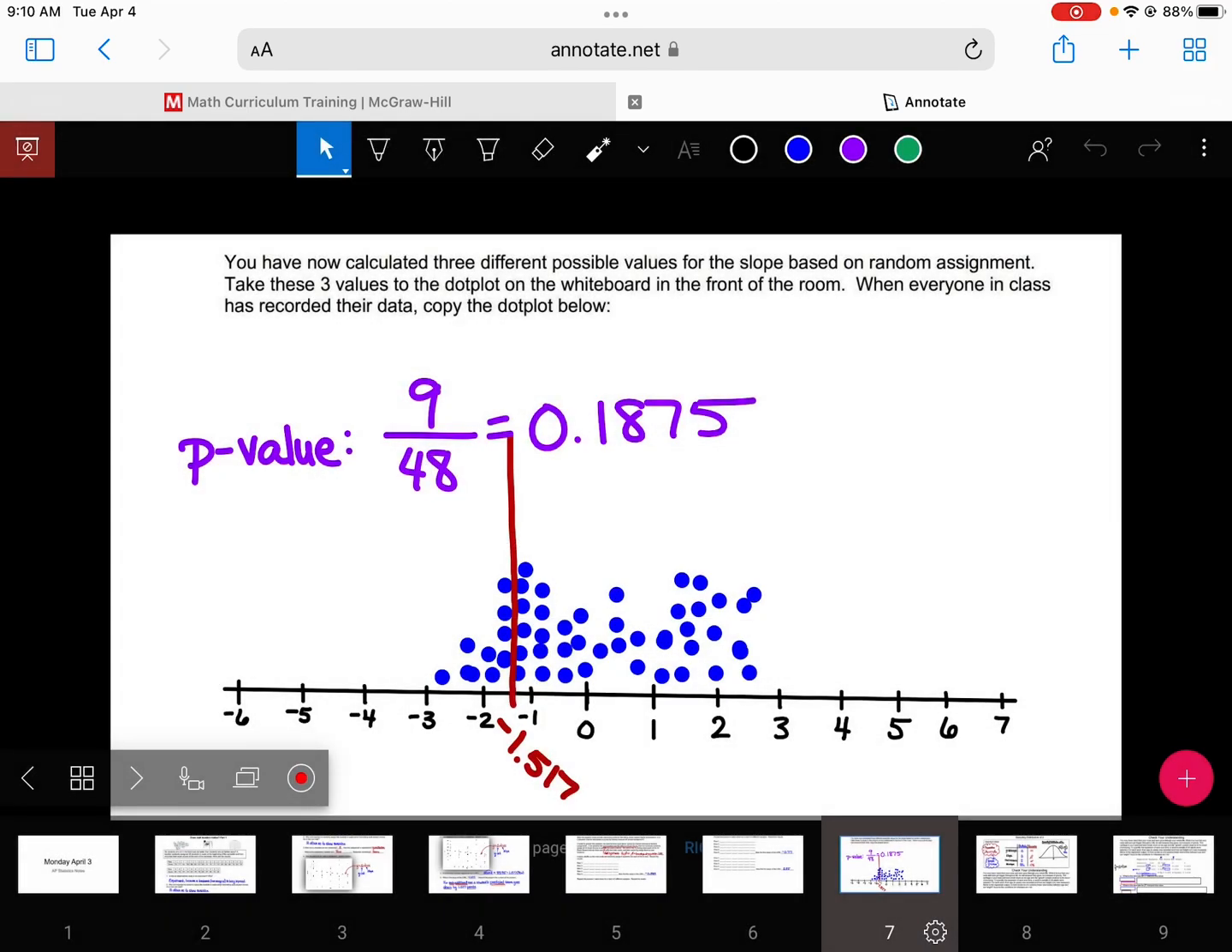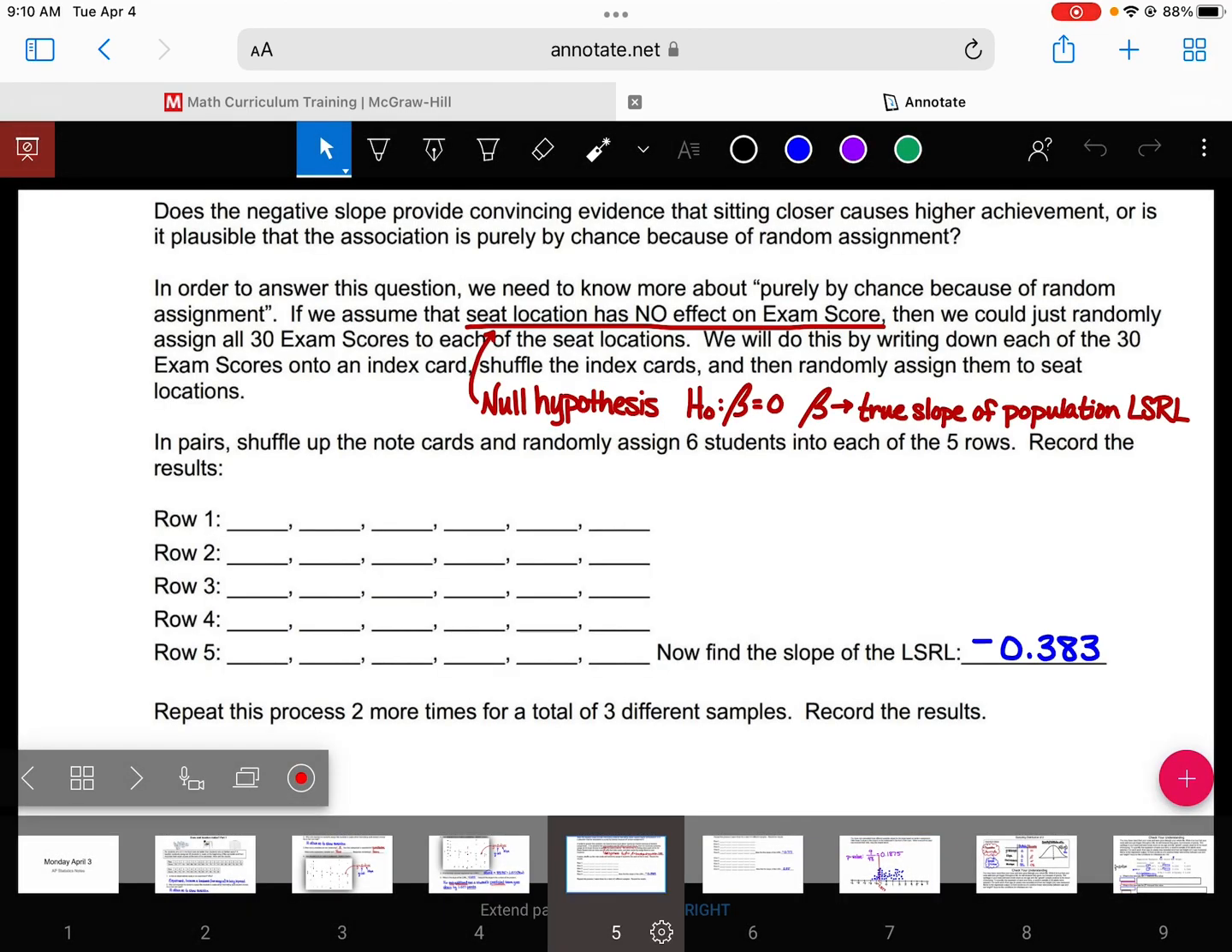Let me take control of this and go back there. Our null hypothesis was that the seat location has no effect on exam score. Since our p-value is greater than all of our possible alpha levels, we would fail to reject. The probability is just too great to happen purely by chance.